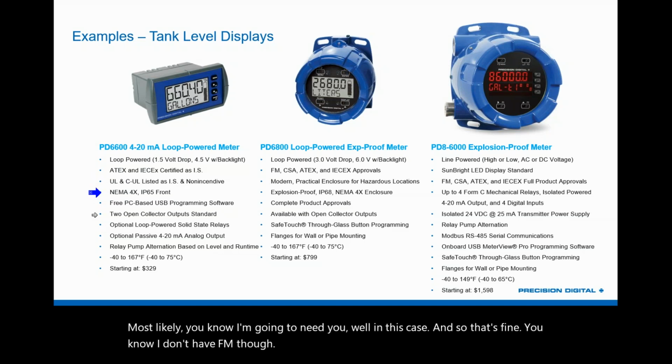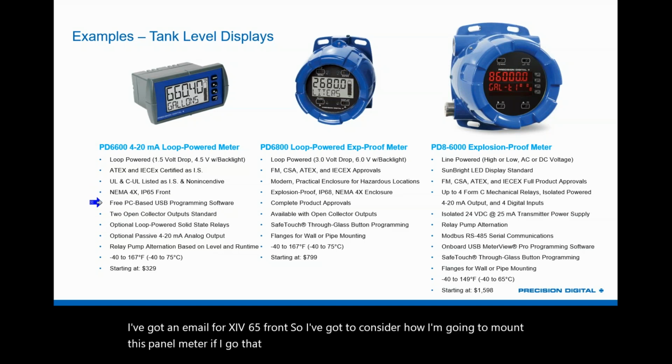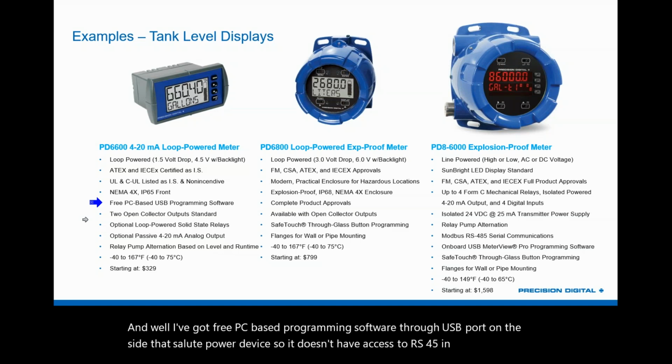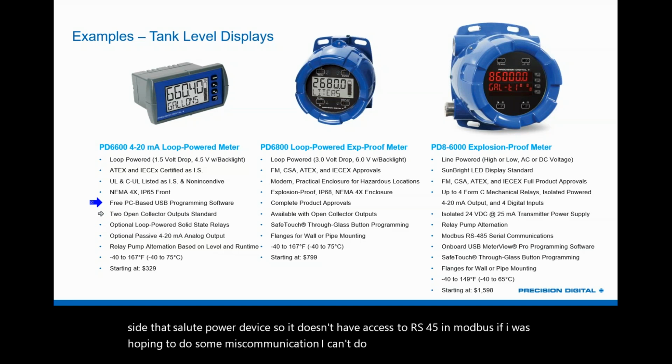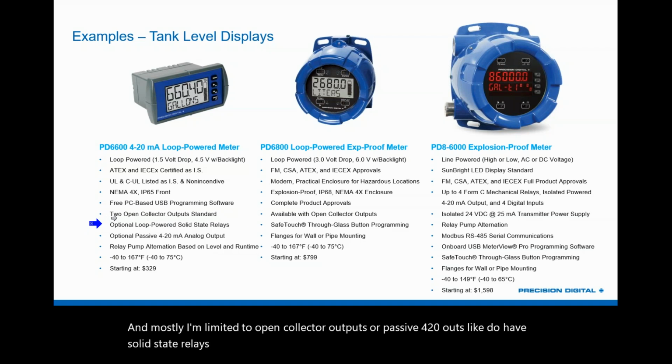I've got a NEMA 4X IP65 front, so I've got to consider how I'm going to mount this panel meter if I go that road. And while I've got free PC-based programming software through a USB port on the side, it's a loop-powered device, so it doesn't have access to RS-485 and Modbus. So if I was hoping to do some Modbus communication, I can't do that here. And mostly I'm limited to open collector outputs or passive 4 to 20 outputs, though I do have solid-state relays available on this particular unit from Precision Digital.